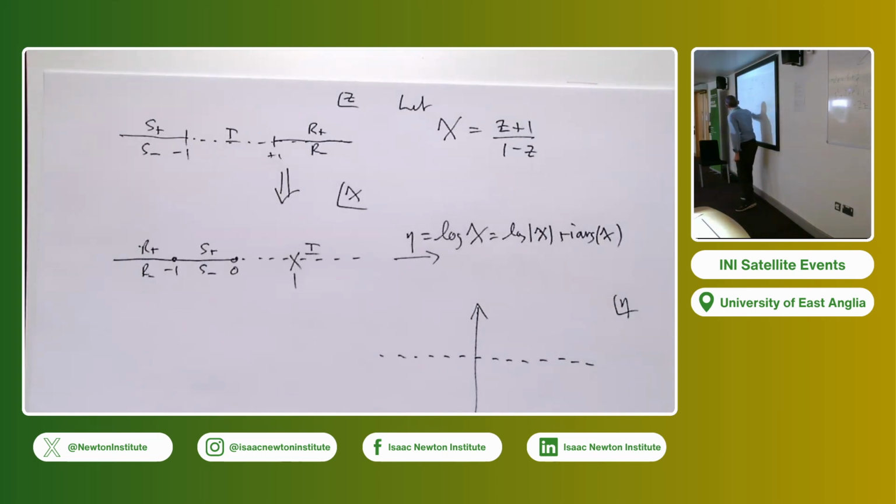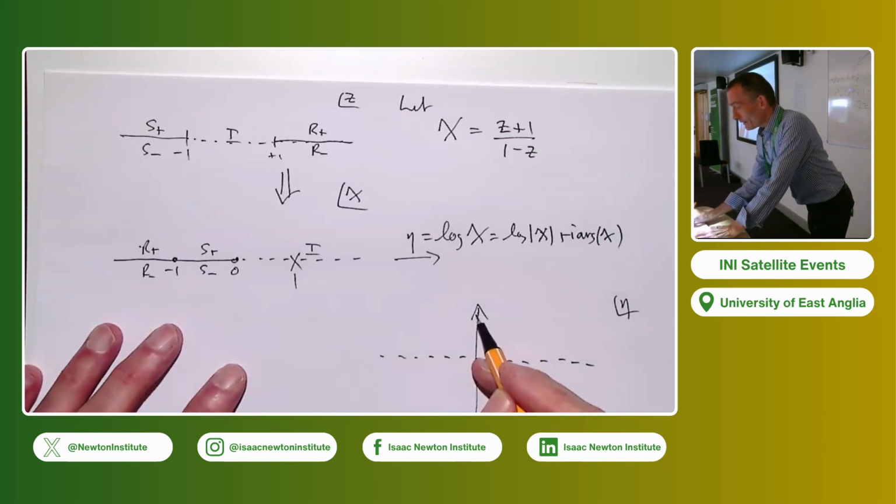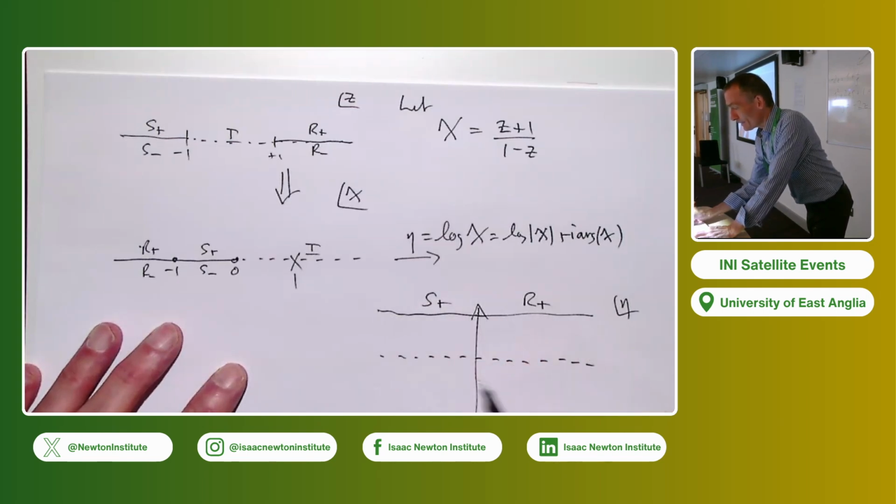What about this? What's the argument on S plus? What's the range of the log between 0 and 1? It's negative, isn't it? So there's S plus, there's R plus, this is pi, and then what's the argument here? Minus pi, so it's down here.